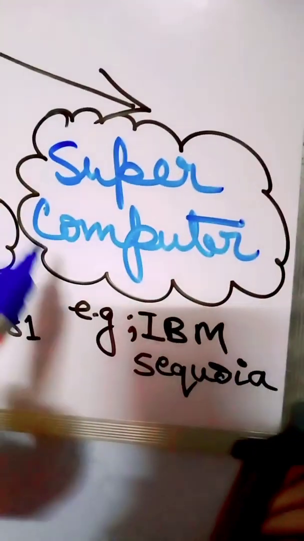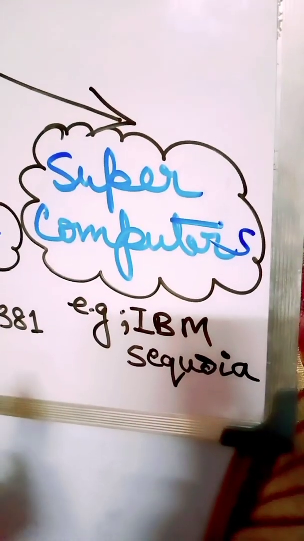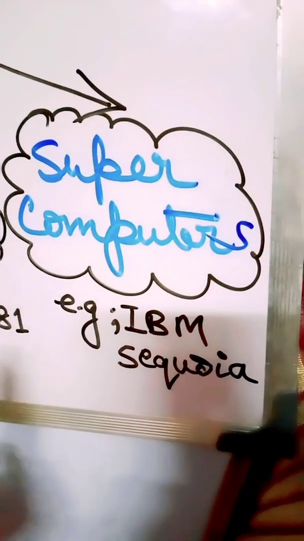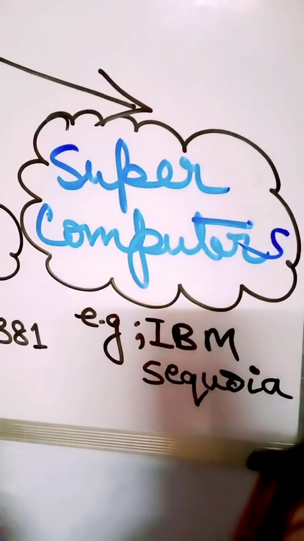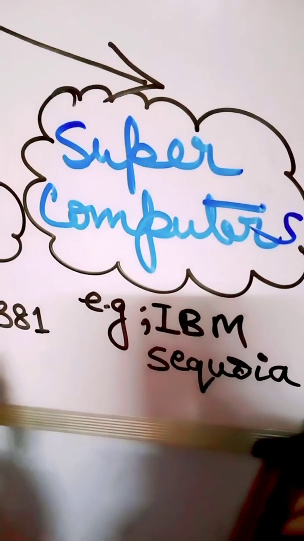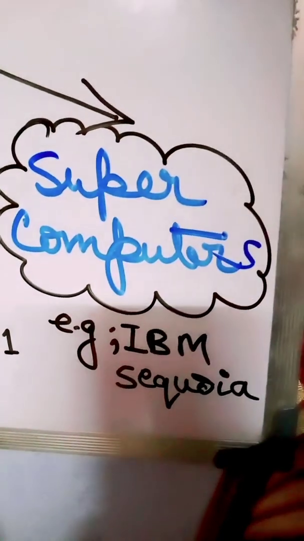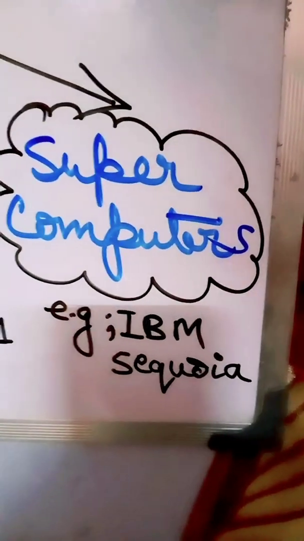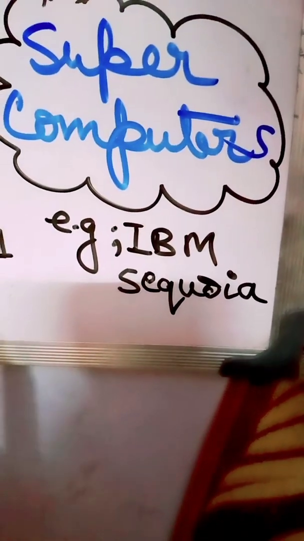Supercomputers. Supercomputers are the biggest and the most powerful computers. They occupy whole rooms. They can process trillions of instructions per second. Government organizations and large industries use them for work that requires a lot of numeric calculations, like weather forecasting. IBM Sequoia and K-Computer by Fujitsu are examples of supercomputers.